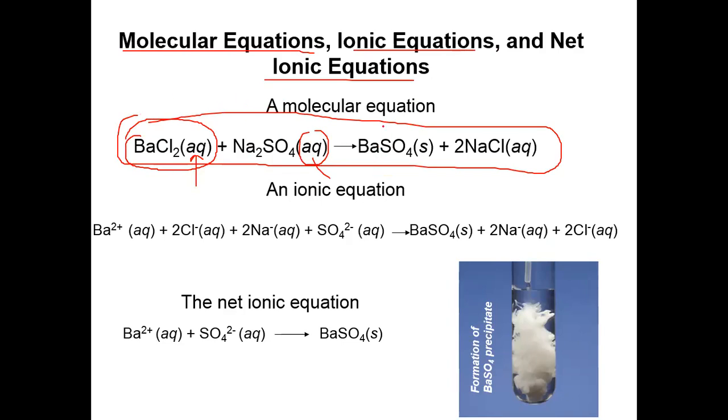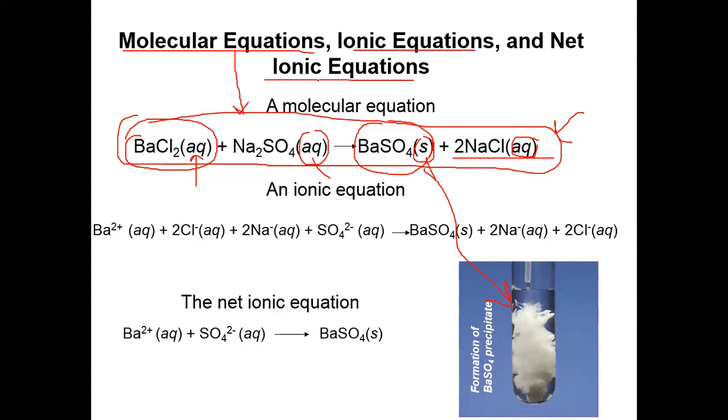You can mix these two in solution. As a result, you make barium sulfate, which says S over here, which means solid. And then we also make sodium chloride, which says aqueous, so it stays in solution as a dissolved form. But barium sulfate is a solid, and this is how it looks after precipitation. So it precipitates out of solution. That's the molecular equation.